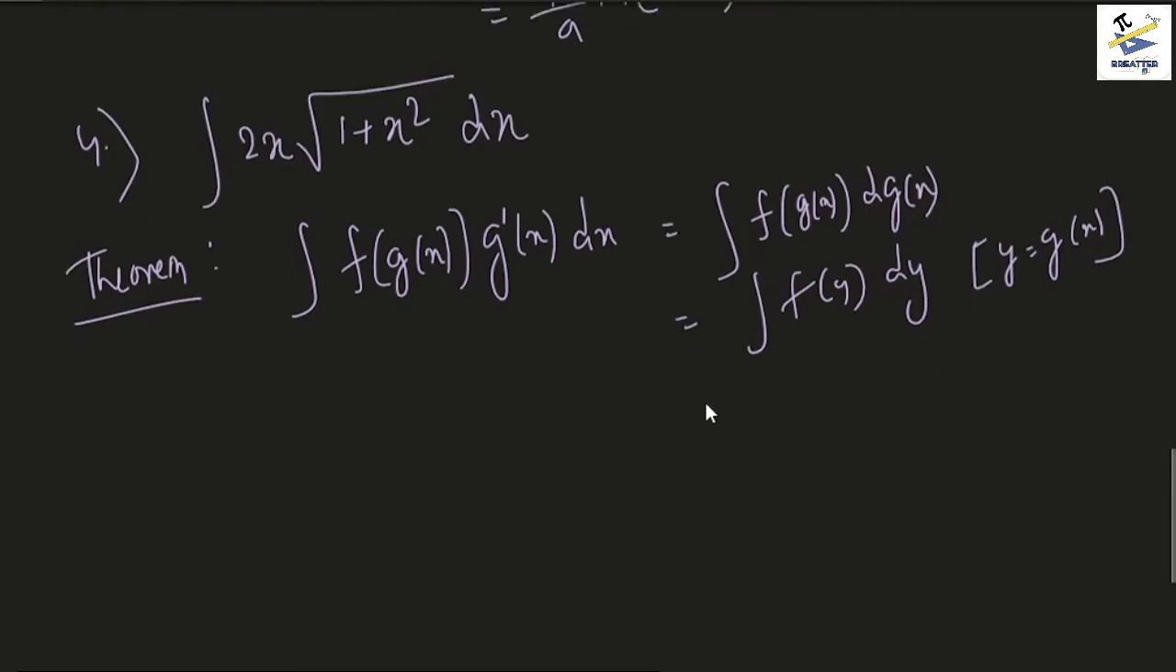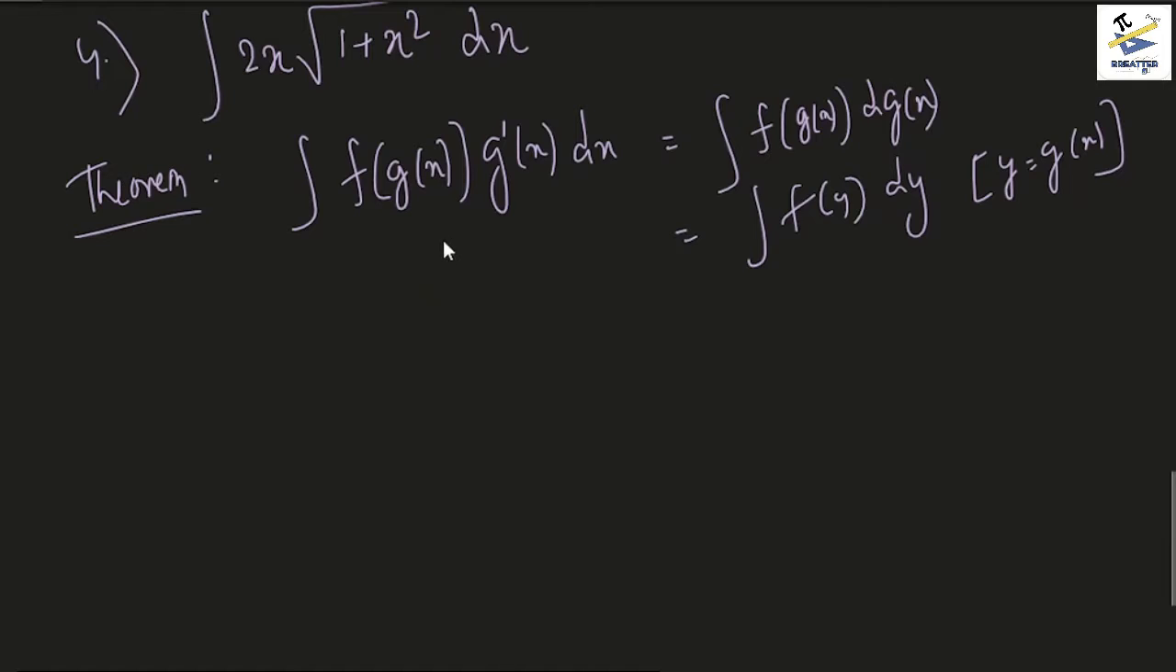Okay. So what we are trying to find is, if we can find some function which is a function of something, and the derivative of that function is already given along with dx, we can directly substitute that function. Why? We can see why.